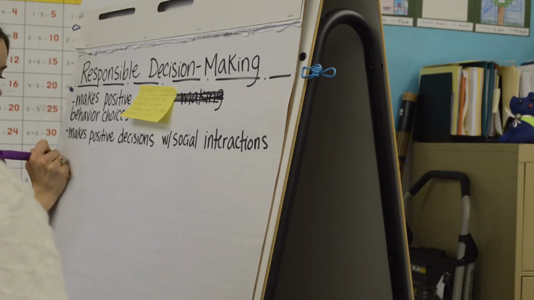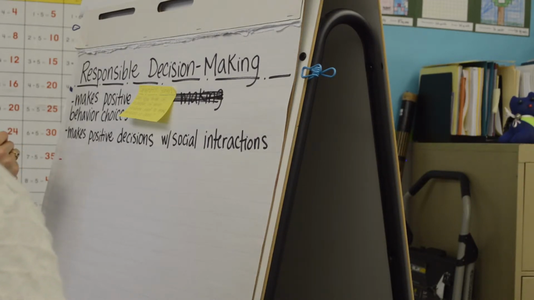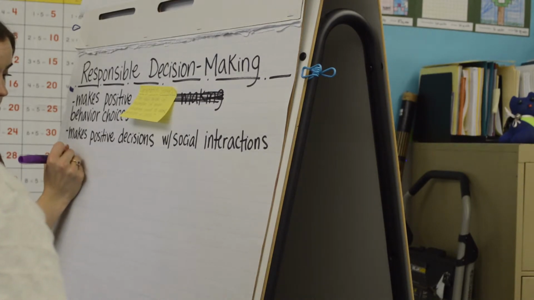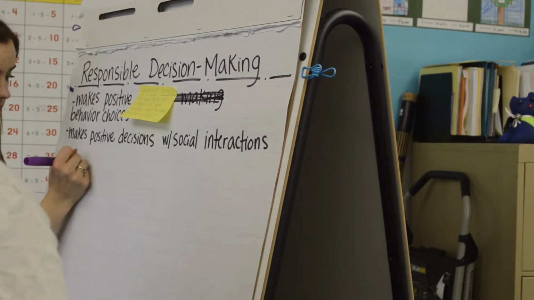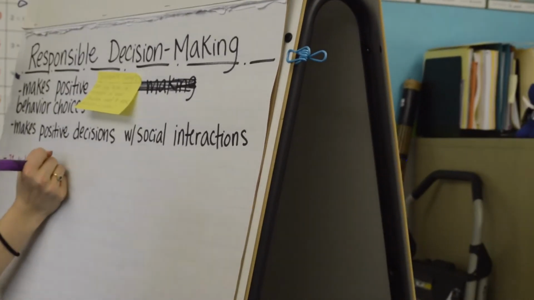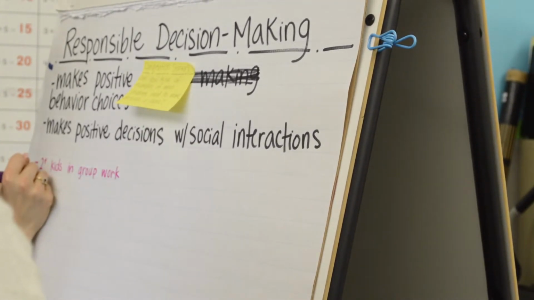Or even making a choice: should I raise my hand or blurt out? Something so simple. So I just list things that you would do in the classroom. Oh, another, bringing back homework, so I'm working with them on organizational skills, that's responsible decision making. Doing your homework, studying.